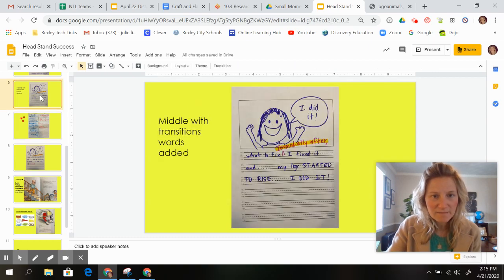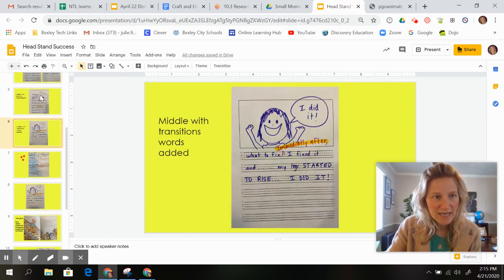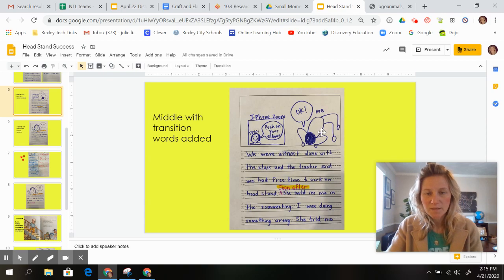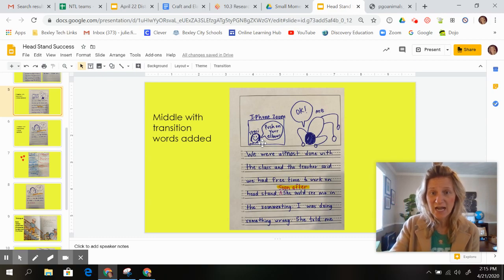Okay, so let's go back to my middle, and you'll notice yesterday I added transition words to my middle, right? Here's the middle. The first page of my middle. Remember, my middle has 2 pages. So right away, what do I see? Right away, I see 2 labels, iPhone Zoom and me. And Stacy. Actually, I have 3 labels on this page. I've labeled myself, the iPhone, and my teacher named Stacy.